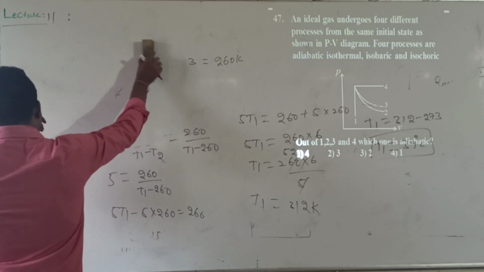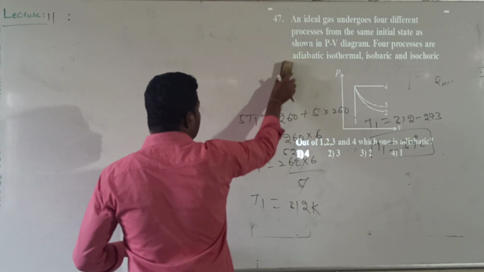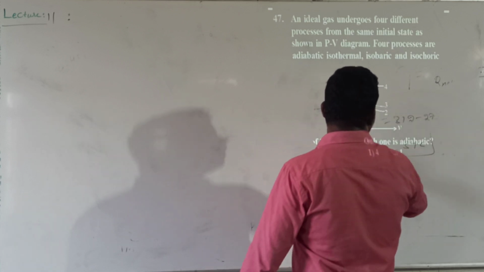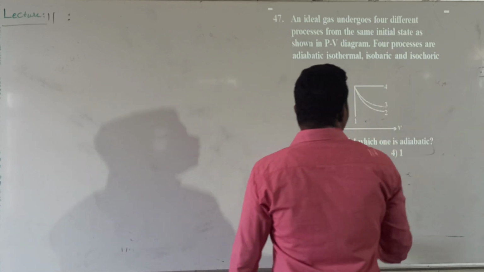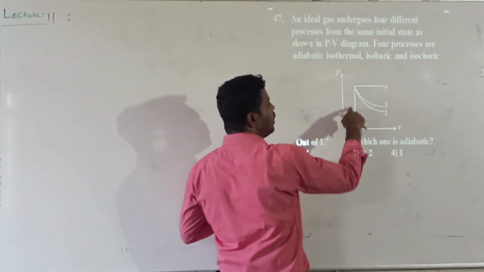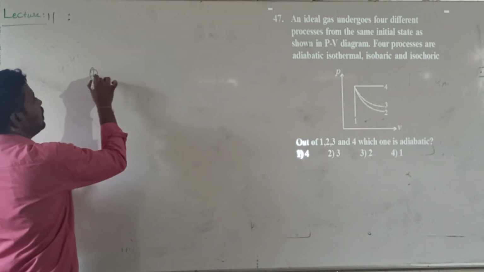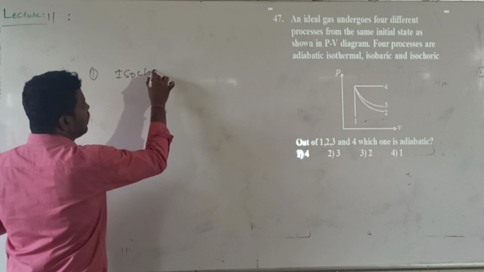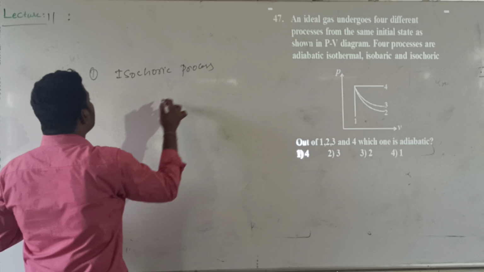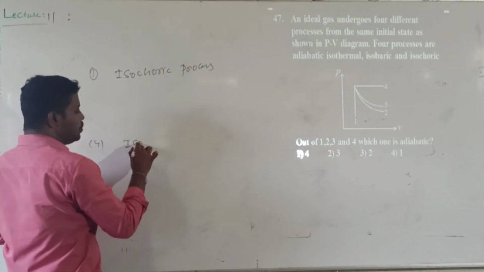Direct question. During expansion, they have given a PV diagram with four curves. Now they are asking which of these four is for adiabatic. You check it out. The first one: volume is constant. Volume constant means the first one is an isochoric process. Whereas in the fourth one, pressure is constant. So that is an isobaric process.